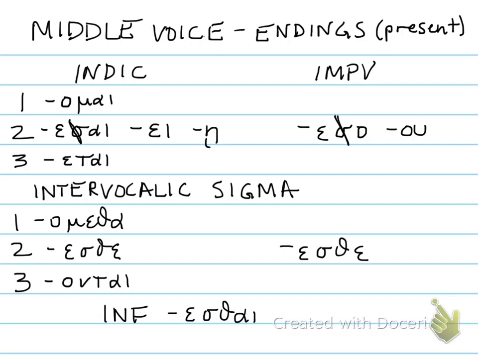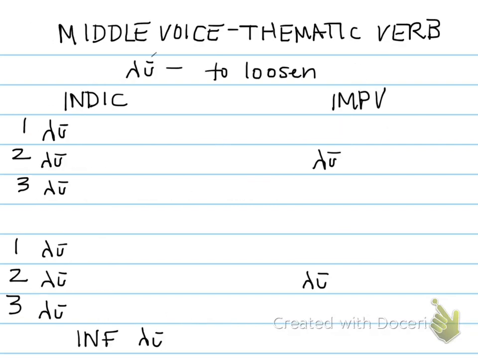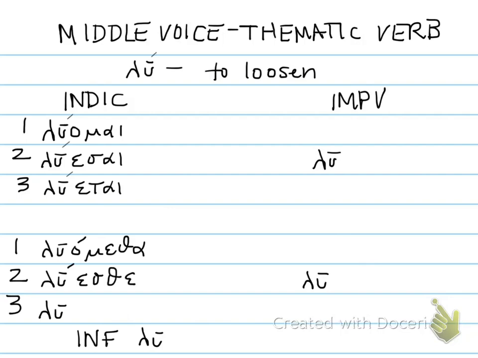Now let's apply these endings to a thematic verb. For our thematic verb, we'll be using the verb luo, to loosen. We want to make the middle voice present indicative and imperatives and infinitives. Let's add those endings. Luomai, luesai, lúetai, luometha, lúesthe, and luontai.